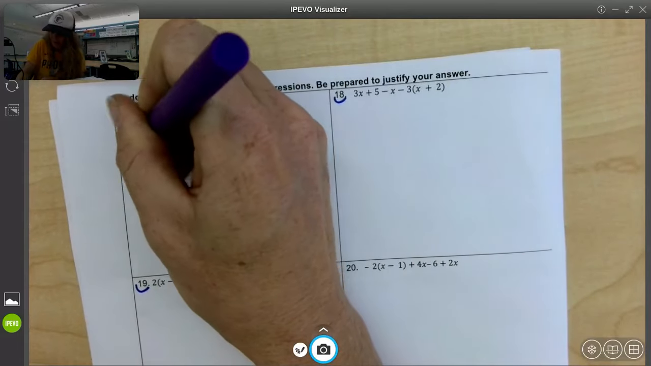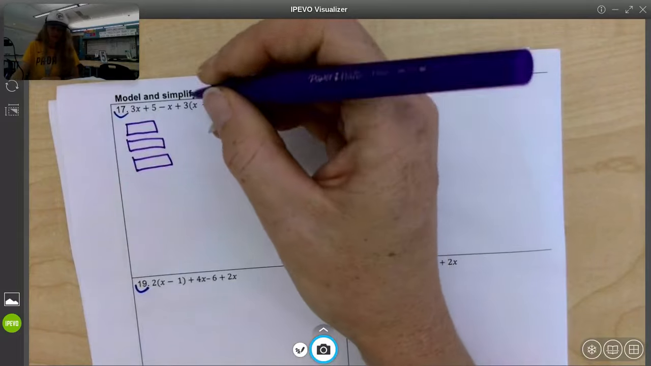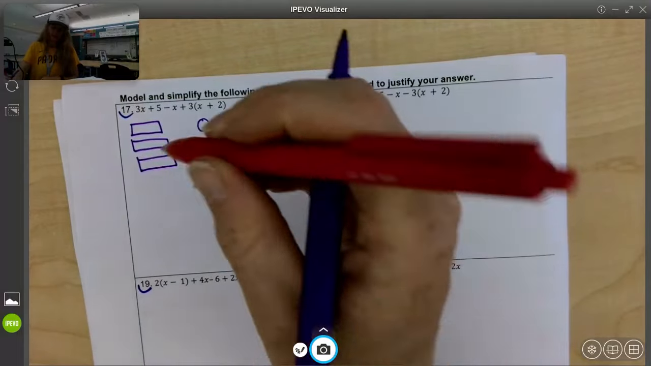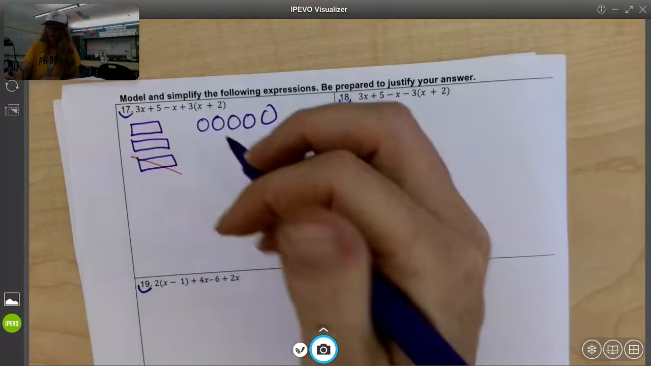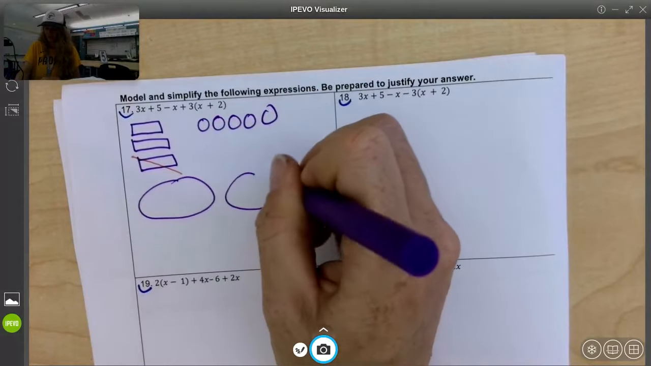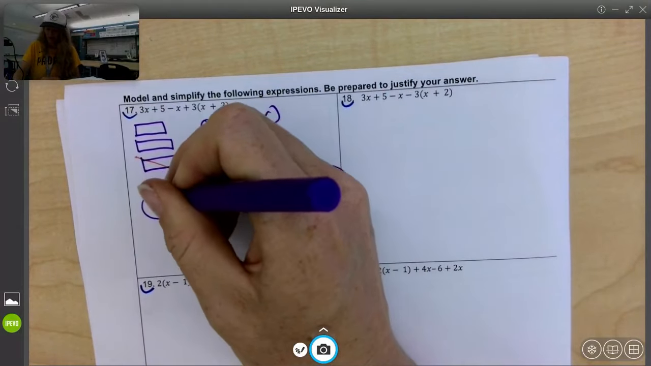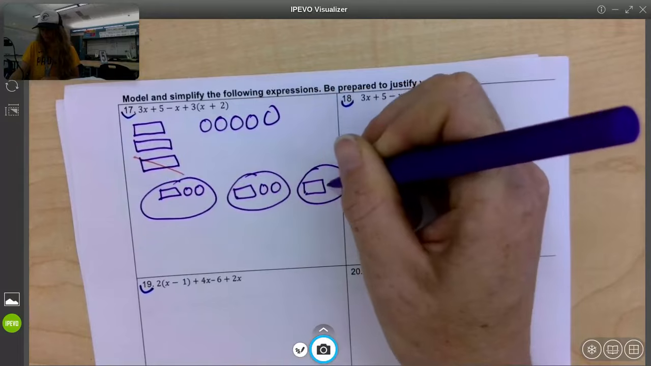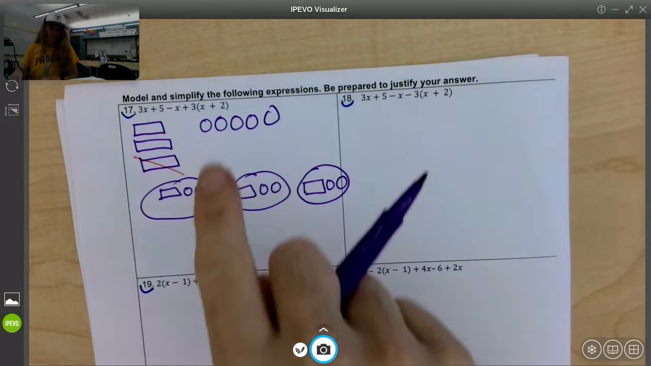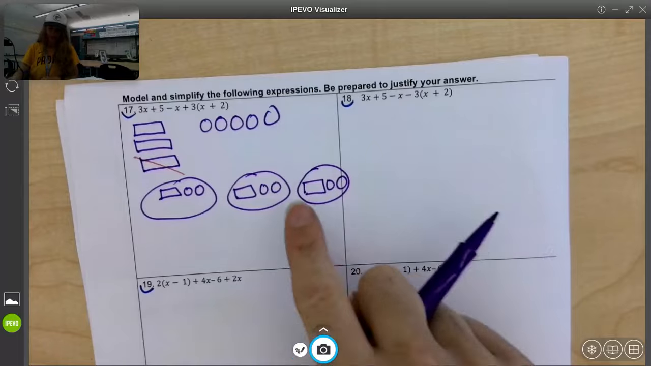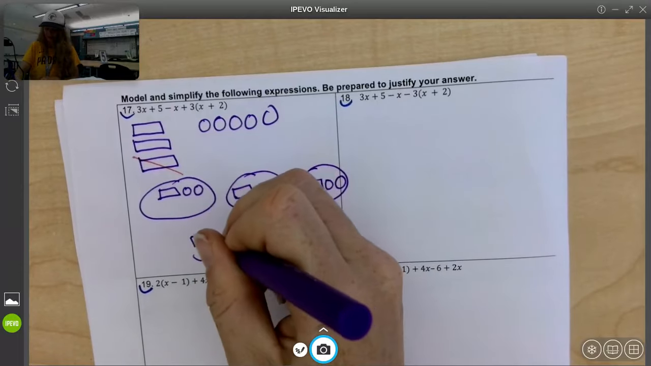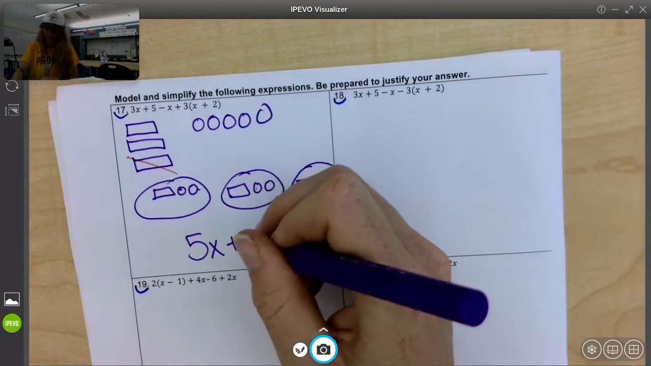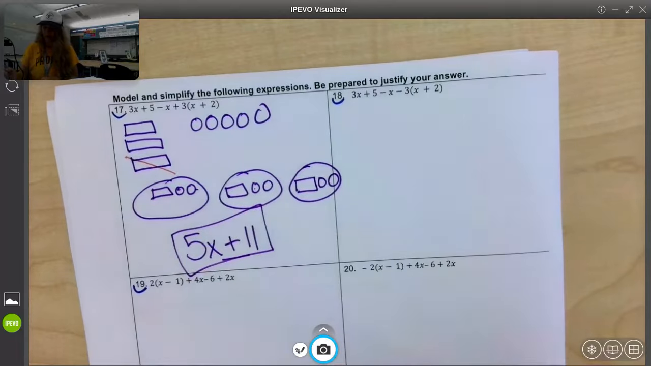I have 3 x's, which are 3 rectangles. I've got 5 singles, 1, 2, 3, 4, 5. I'm taking away 1 positive x, and I'm going to have 3 groups, 1, 2, 3, of an x and 2 singles in each one. So from there, what I total have is how many rectangles? I have 5 rectangles. And how many singles? You have 11 singles. Yay!